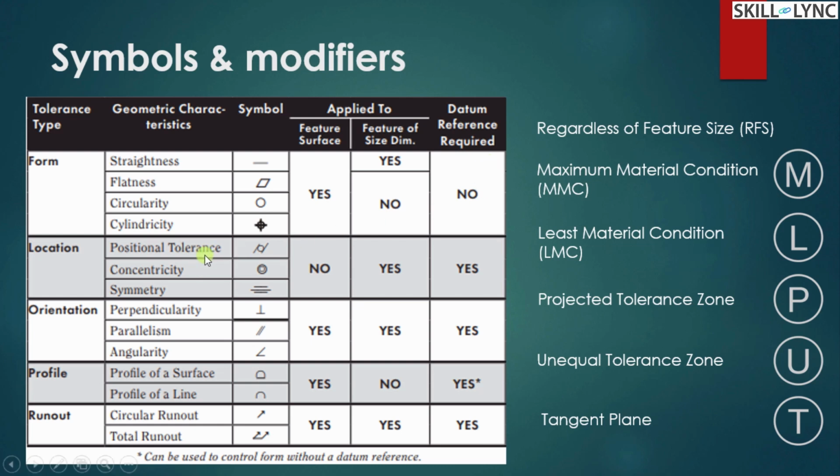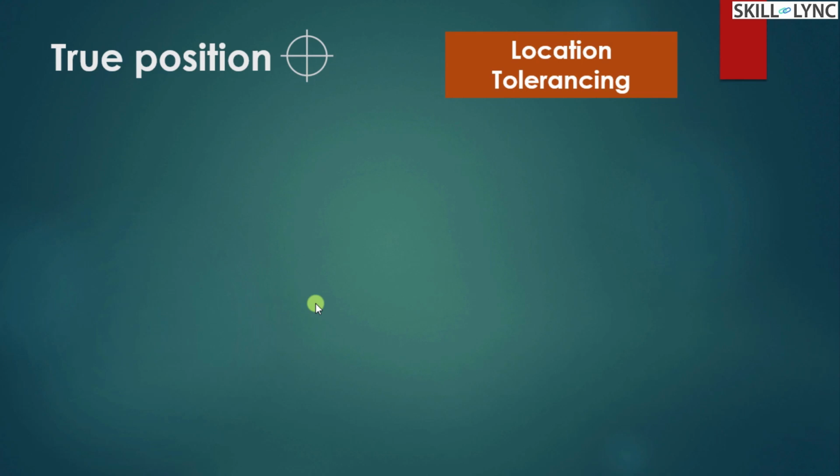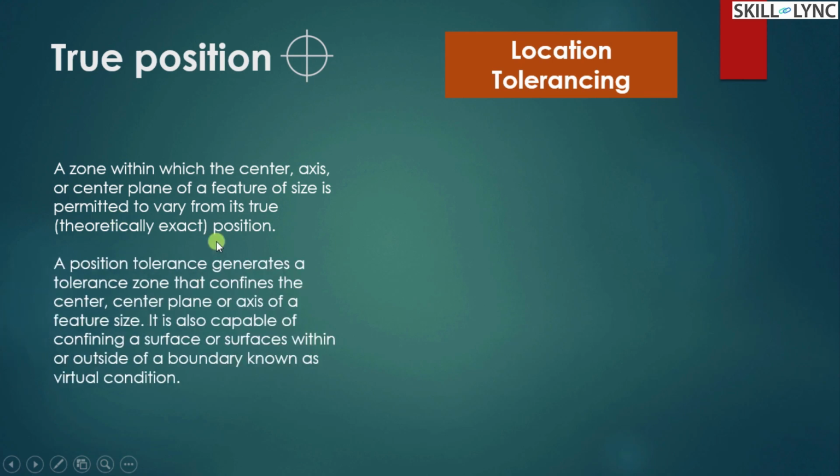So next what we are going to see is the locational tolerances, where we have position tolerance, concentricity and symmetricity. So we'll quickly look into one by one. So first is the true position, that is located by the symbol, by this kind of your center symbol. So what we are doing by this is that this is the zone, the true position is the zone within which the center axis or center plane of the feature of size is permitted to vary from its true, that is your theoretically exact position. So this is a position tolerance that generates a tolerance zone that confines your center axis or the center plane or the axis of feature.